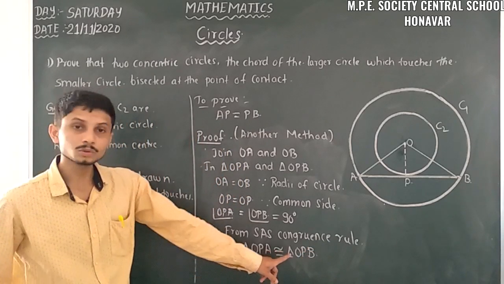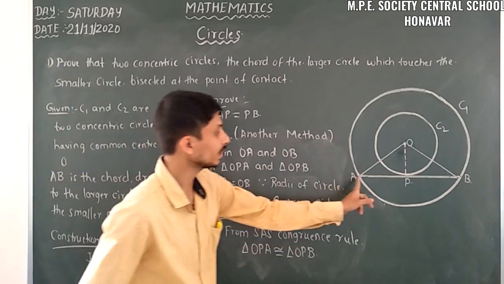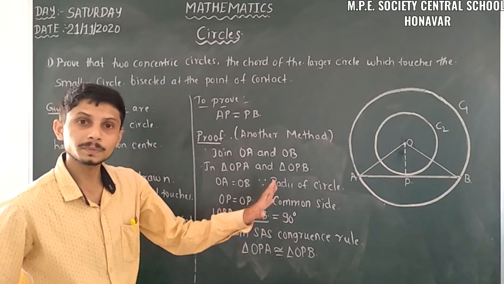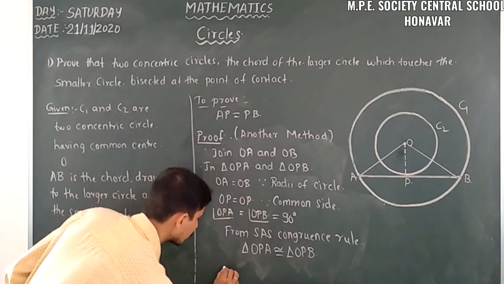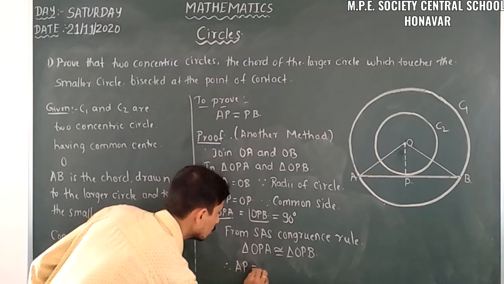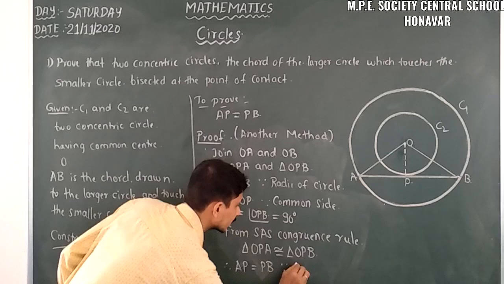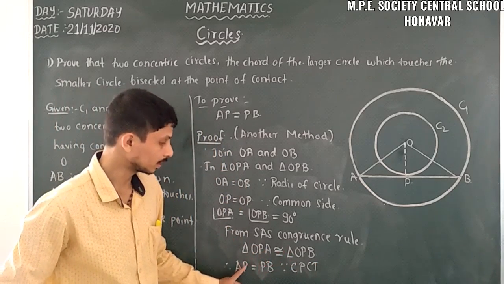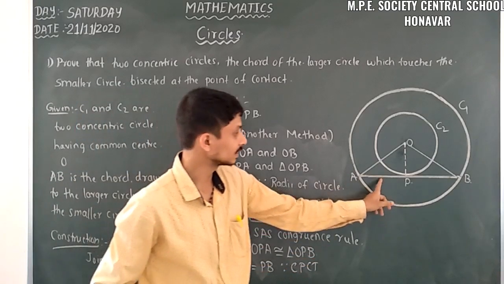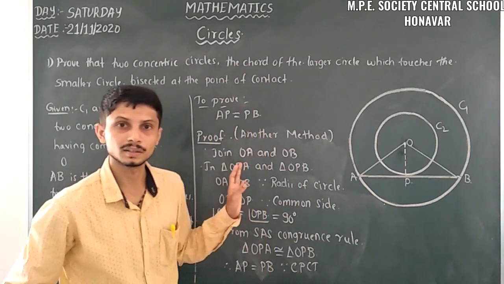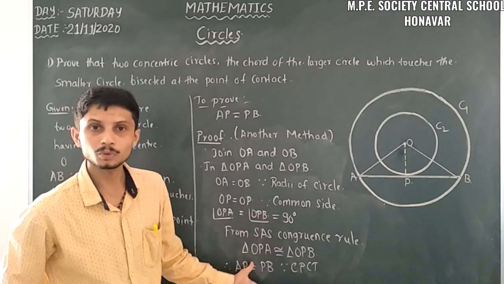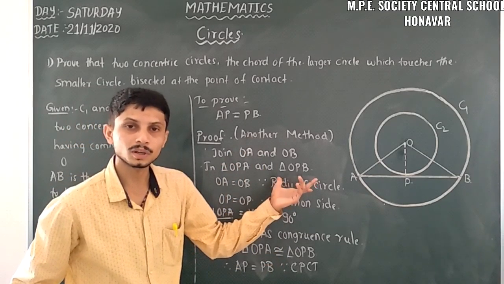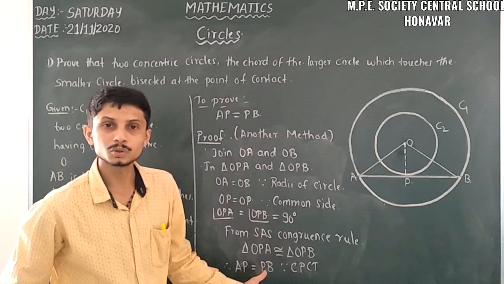When those two triangles are congruent, then we can take AP is equal to PB as corresponding parts of congruent triangles. That is, therefore AP is equal to PB because of CPCT for those two triangles, corresponding parts of congruent triangles. These two are equal here. So this is also how we can prove it. This is another method, and both methods are useful for us.